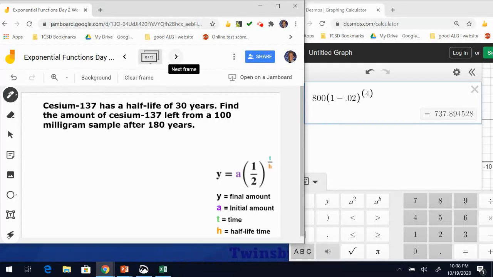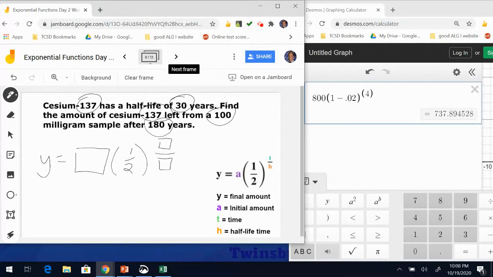So cesium-137, so there's going to be a dummy variable, just to let you know, has a half-life of 30 years. Find the amount of cesium-137 left from a 100 milligram sample after 180 years. So, again, we have numbers that we need to pay attention to because it's math class. So I'm just going to highlight the information here. And you can see that my bubble is going to look like this, my skeleton model. So I know that this is 1/2 all the time because it's the half-life.